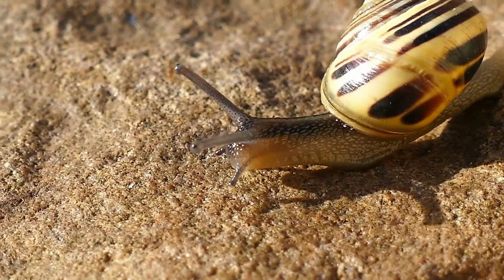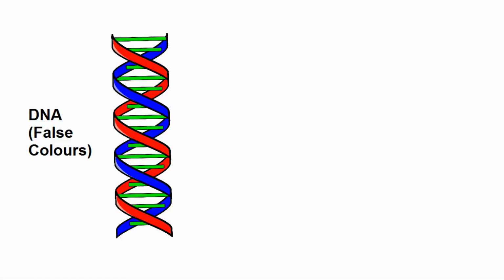Let's take a closer look at DNA. This is a simplified representation of what DNA would look like. It's two ribbons with connections between them, and if you untwisted it, it would look like a ladder.